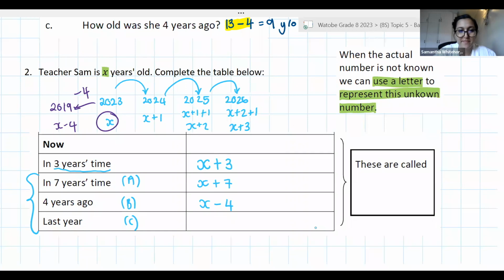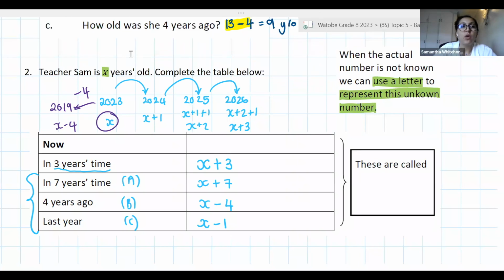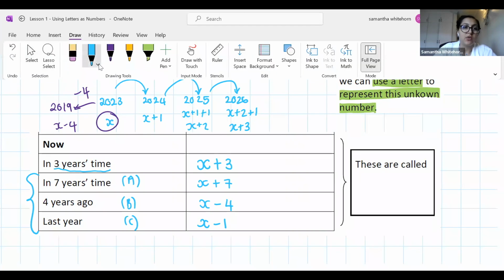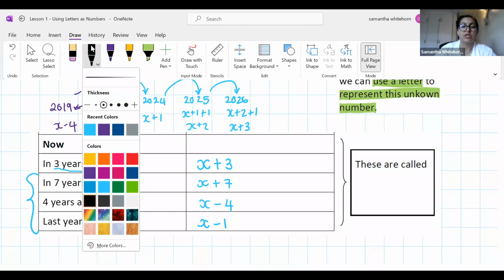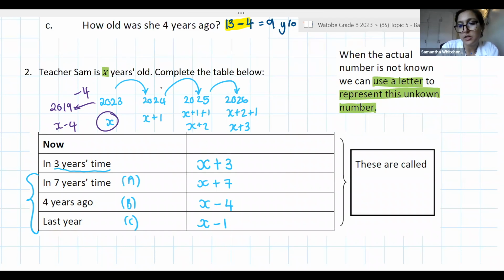Okay. Ma'am, so what I did, ma'am, is by C, I said X minus 1. Excellent. So guys, X minus 1, because it's only 1 year ago. And so there are our values for the age. Now remember, we don't know the age. All we know is that the age is X. And so what we've done here is we have written down what we call algebraic expressions to represent my age at different points. So these are called algebraic expressions.